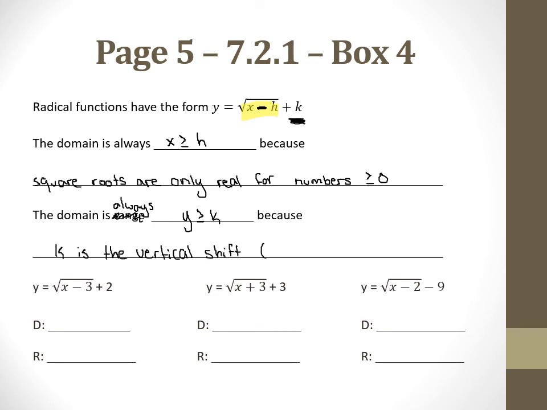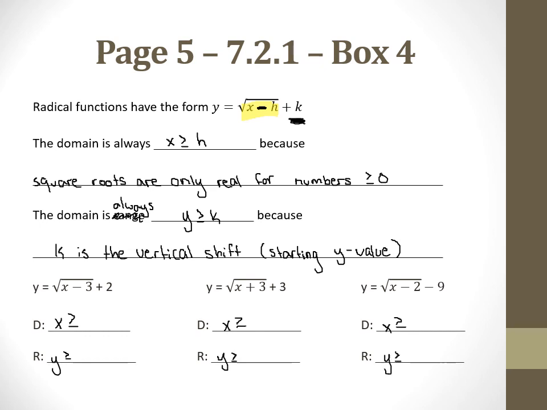You could also think of it as being the starting y value. So if you know this, then you can figure out the domain and range without even plotting a graph. Now, plotting a graph is still helpful, but it's a good way to double check yourself. The domain is always going to have the form x is greater than or equal to some number. The range is the set of y values. It's going to have the form y is greater than or equal to some number.